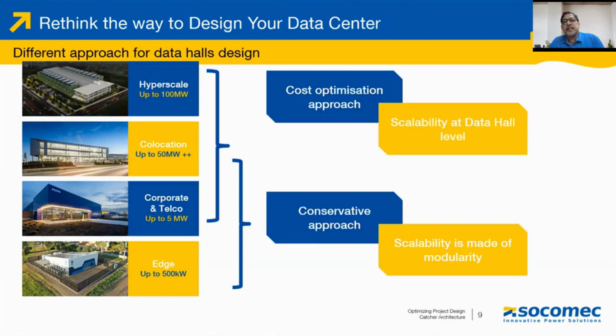These are the quite obvious concerns and the approach for designing data centers. For edge and corporate, scalability is generally designed at a modular level, and for co-location and hyperscale data centers, scalability is designed at the data hall level. And of course, there is the cost optimization approach we discussed in the earlier slides when deciding the proper architecture and infrastructure for a co-location or a hyperscale.